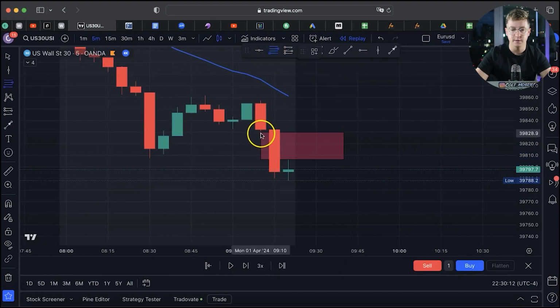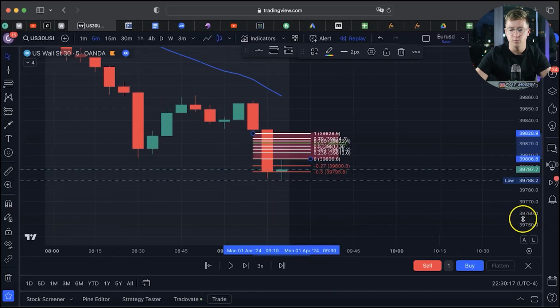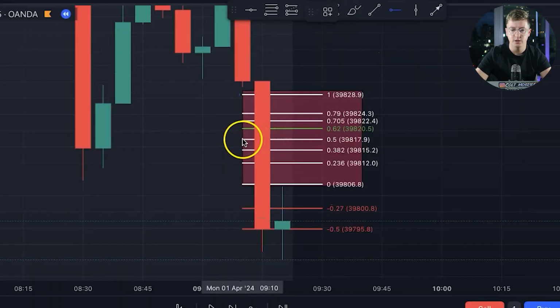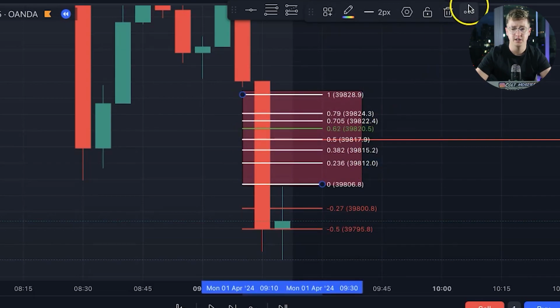I think the most accurate way to measure the fair value gaps and figure out where you should sell is if you get the fibs from the high or the low of the fair value gap. It doesn't matter the high or low what you do. And what we're overall doing is we're looking for that 50% level. So we see our 50% level right here. And you kind of do want to be precise.